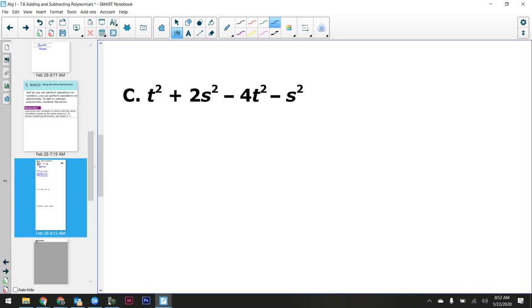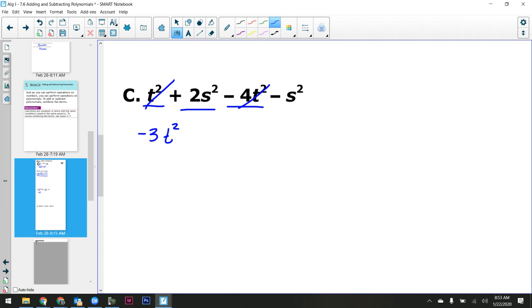What can I do with this? Can I put them all together? Different variables now, right? Can I possibly put this one into standard form? No, I've got two different variables. So I'll put the t's first then. So what do I get when I combine those? Gavin, what do I get? You get t squared and negative 4t squared. Negative 3t squared. Very good.